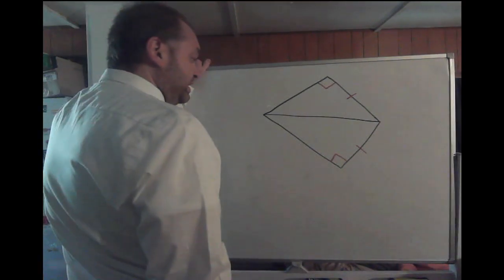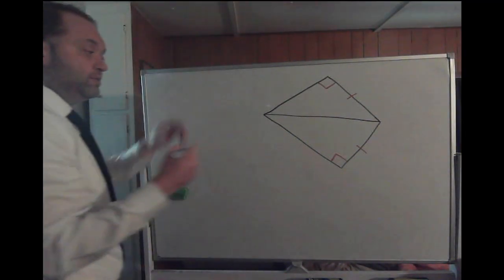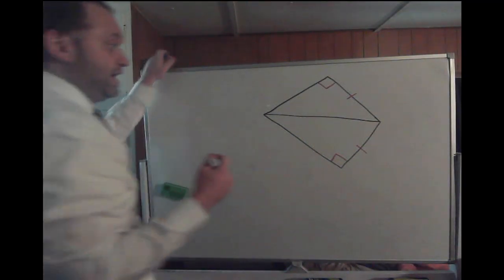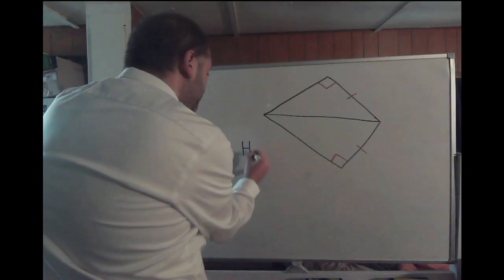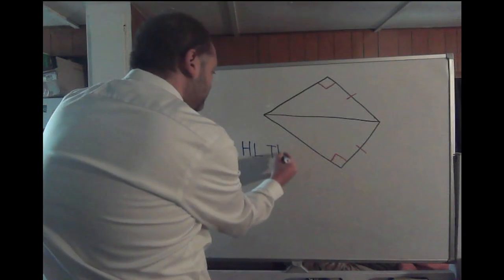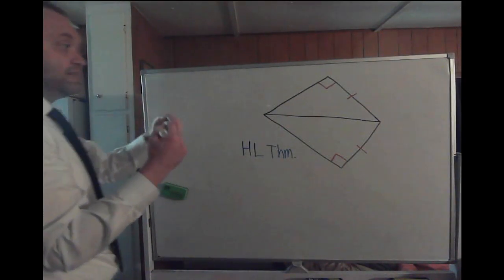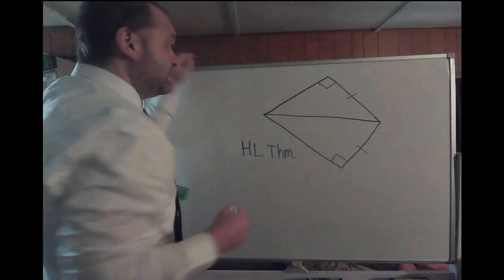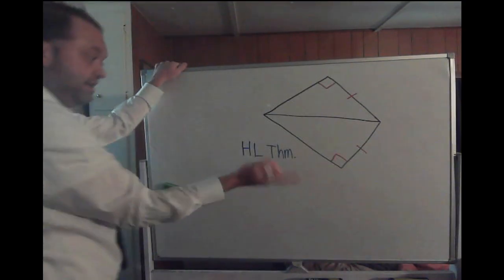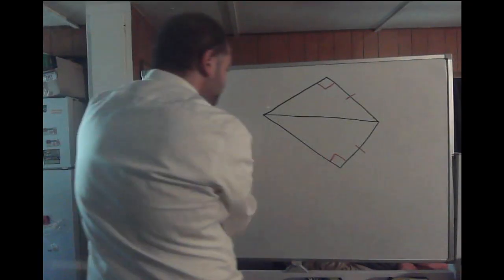But if we look at this here, don't both of these right triangles share the same hypotenuse? They do, in fact. So by the hypotenuse leg theorem, we can actually conclude that both of these triangles are congruent. Since they share the same hypotenuse, that would make them congruent. And by the hypotenuse leg theorem, both of these triangles are actually congruent.